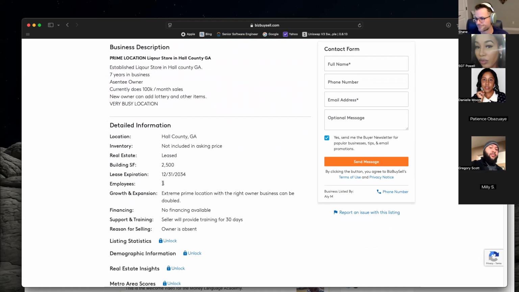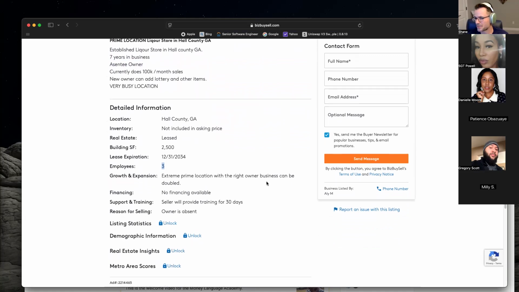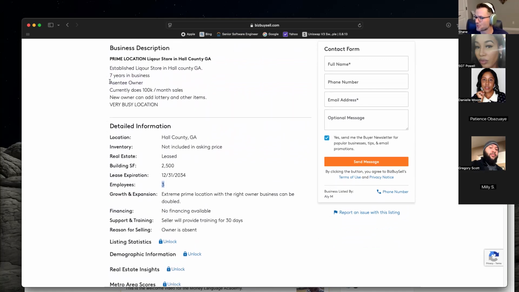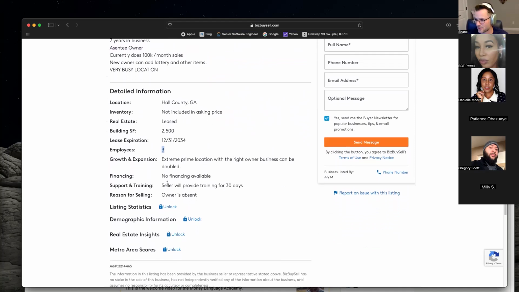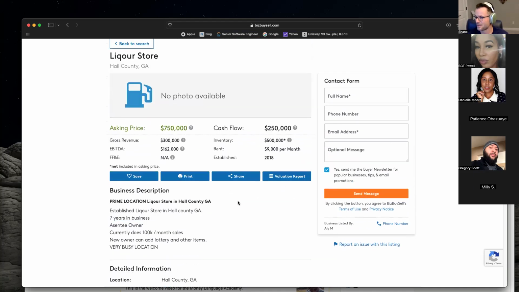Only 3 employees. Okay, so the owner, but it says absentee, so this might be worth looking into a little more. And it does not. Oh, there you go. Owner is absent. Hmm. I've never seen that. Owner is absent. So they just don't exist anymore? I don't know. But this one would be one that you would get more information on if you were okay with liquor stores. It would require $75,000 cash down though. That's the thing. But yeah, it's possibly a go.